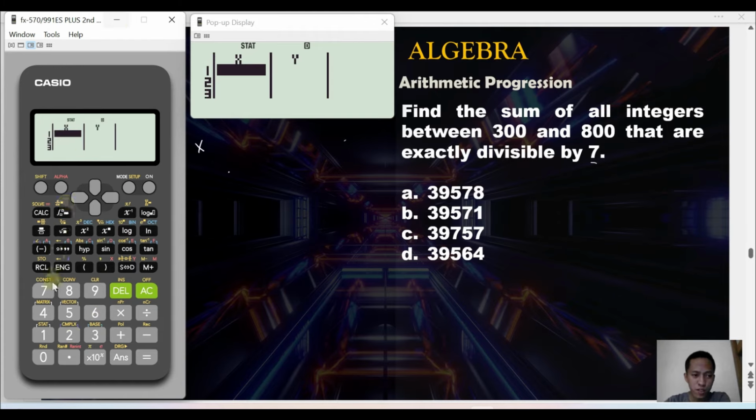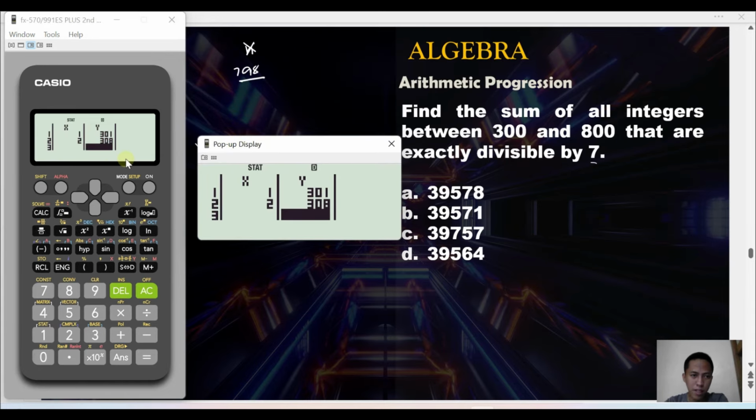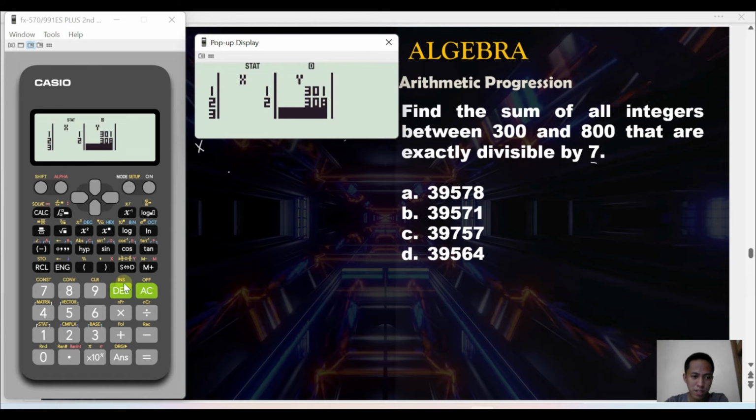Then, for the first term is, okay, 301 equals, okay, and the second term, of course, is 308 since dapat divisible by 7. So, mag-add lang tayo ng 7 sa 301. So, that is 301 plus 7. Okay, 308. So, hanapin natin kung pang ilang term si 798. Okay, so that is x, di ba?